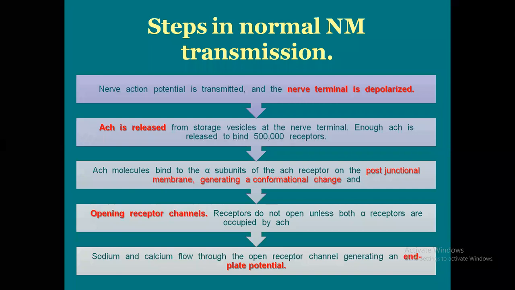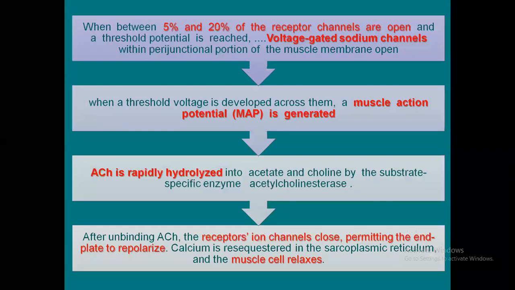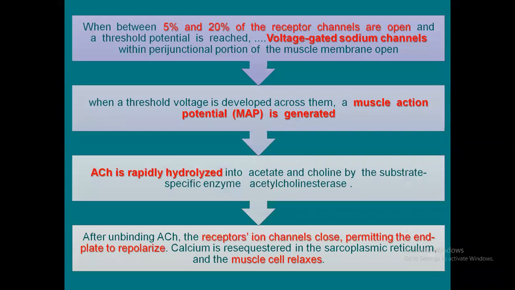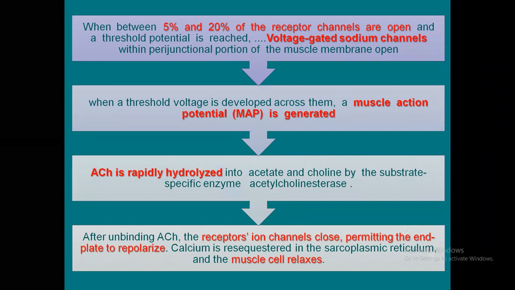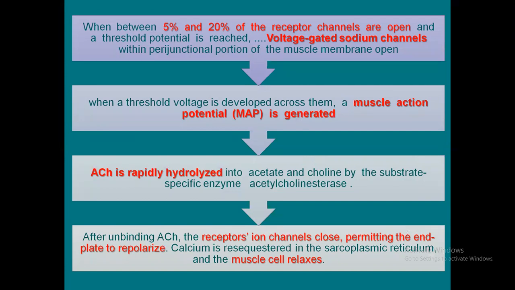Next slide. When between 5% and 20% of the receptor channels are open and the threshold potential is reached, voltage-gated sodium channels within the perijunctional portion of the muscle membrane open. When a threshold voltage is developed across them, a muscle action potential, MAP, is generated.